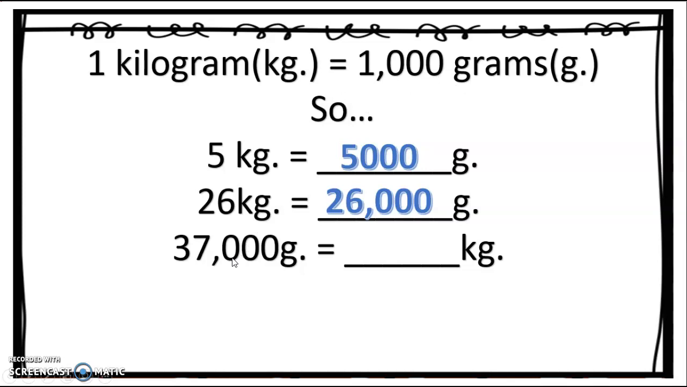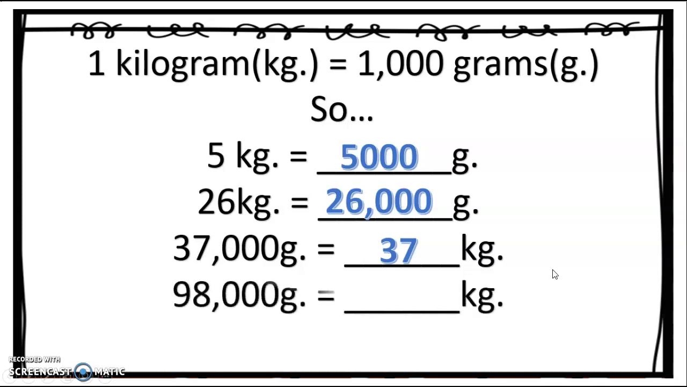So 37,000 divided by 1,000 equals 37. You notice the 3 zeros are no longer there. They're taken away when we divide by 1,000. 98,000 grams will be equal to, again, divide by 1,000. These 3 zeros will disappear, and it equals 98 kilograms.